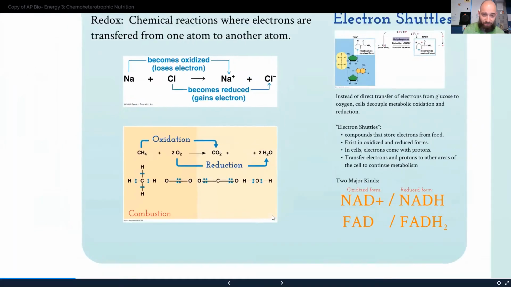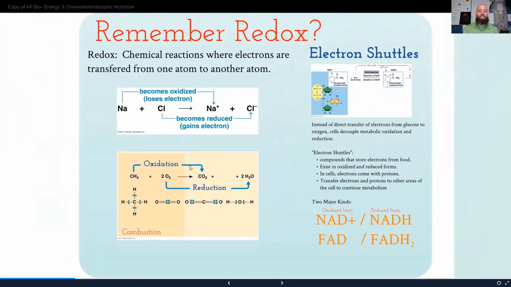All right, we lost our feed there for a moment. But the big thing you're seeing here is that electrons are being transferred. Our oxygen, in this case, is being reduced as it's accepting.